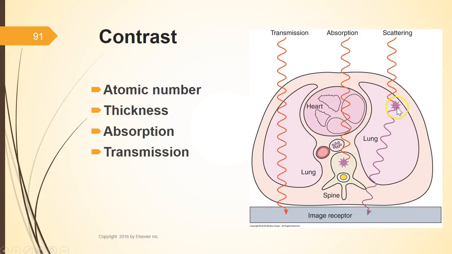This one scattered, and so it kind of stayed, and then that's all we got down here. So knowing what it's going through actually makes a difference in our radiographic contrast. So that's why there are different techniques for a chest x-ray versus an abdomen x-ray versus a skull x-ray.